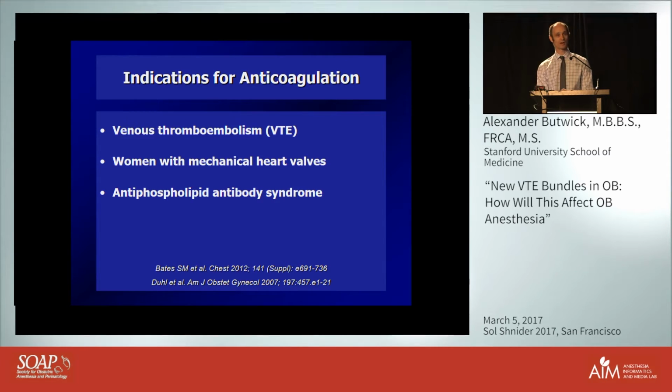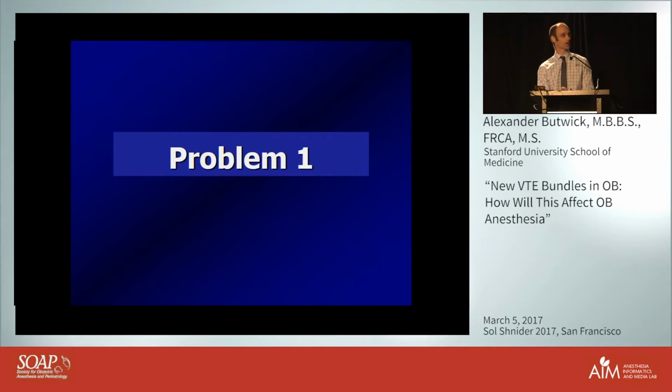And then lastly, women who have antiphospholipid syndrome, who have a history of recurrent miscarriages, are also candidates for prophylactic doses of anticoagulation. Okay, so that's great. We've got some guidelines from obstetrical societies. We have an idea about which women should be anticoagulated, but there are problems.